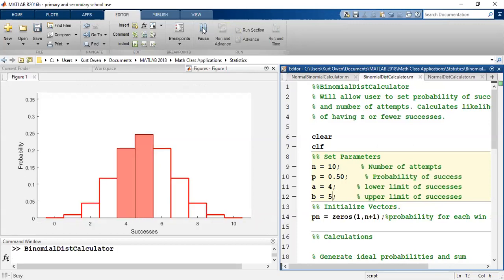We can see that each bar, while it's centered on the number of successes, straddles from half below that to half above that. So if you look at the 4, it straddles from 3.5 up to 4.5. The bar that's centered on 5 goes from 4.5 to 5.5.